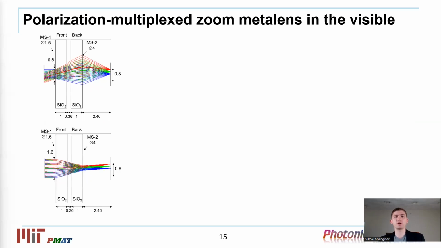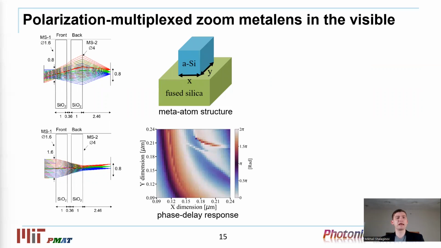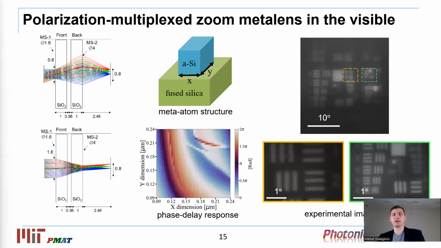Following a similar approach, we also implemented a polarization-multiplexed zoom metalens in the visible range at a wavelength of 670 nanometers. The meta-atoms were rectangular in shape, possessing two distinct responses for vertical and horizontal polarizations. The experimental demo of the zoom imaging functionality has been performed on USAF resolution chart patterns. The top image has been obtained for the wide angle regime, and the bottom ones are the zoomed-in, or telephoto, images in the telephoto regime.